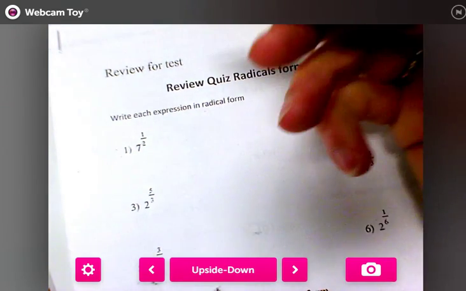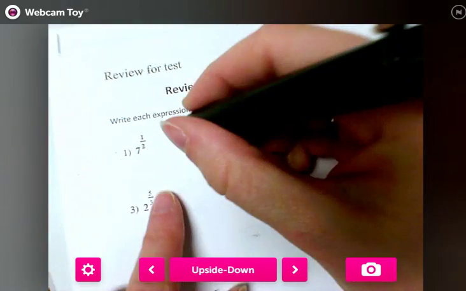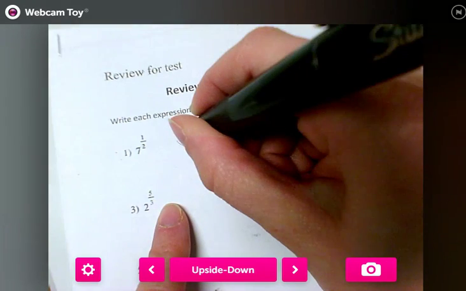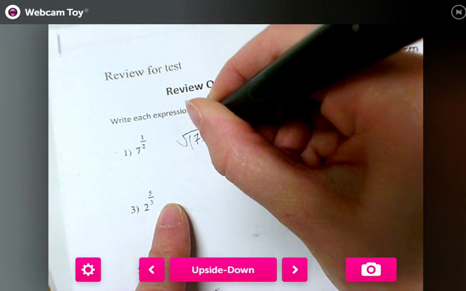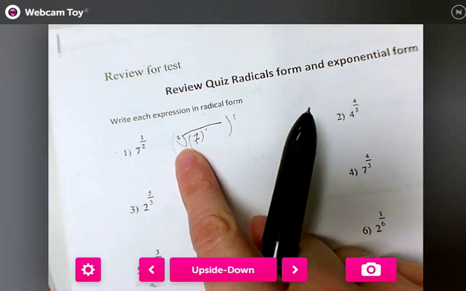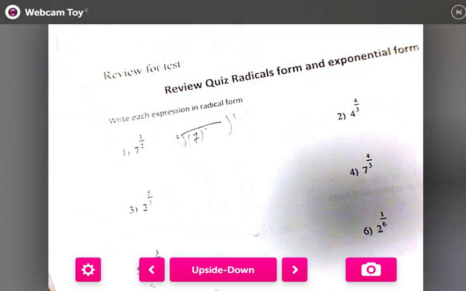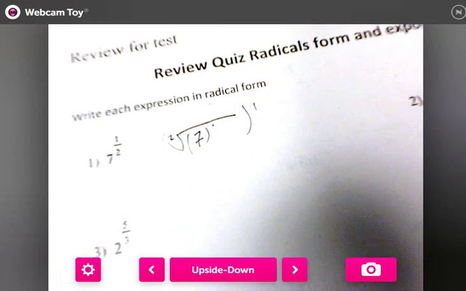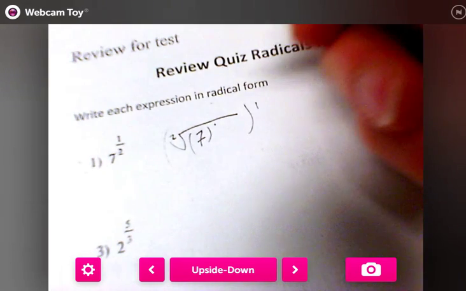Just remember, guys, the little two on the bottom, that goes on the outside, right? So 7 to the first power, we don't really need to change that. You don't have to put a 2 there when it's squared, but I'm just going to put one there so you guys remember how to do this. I've raised it to the first power.